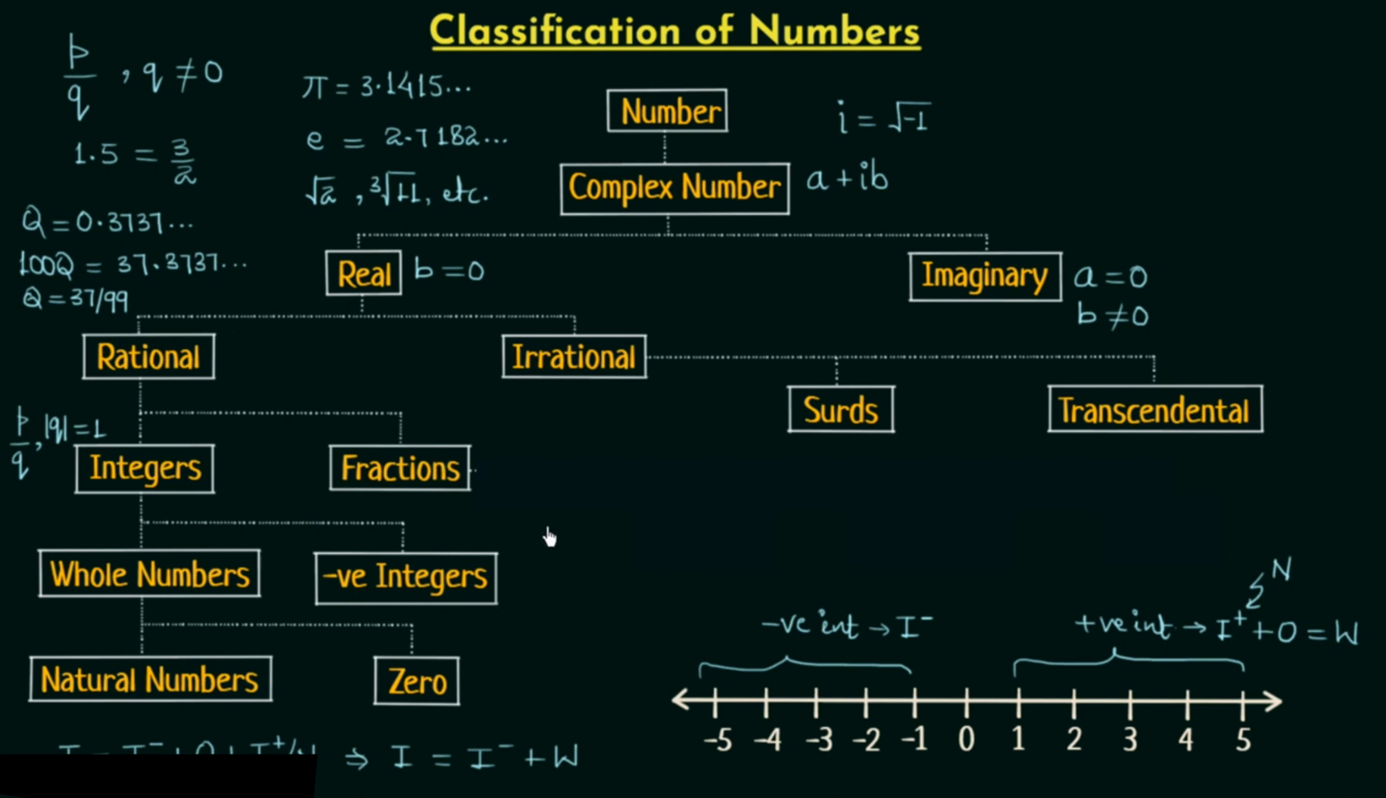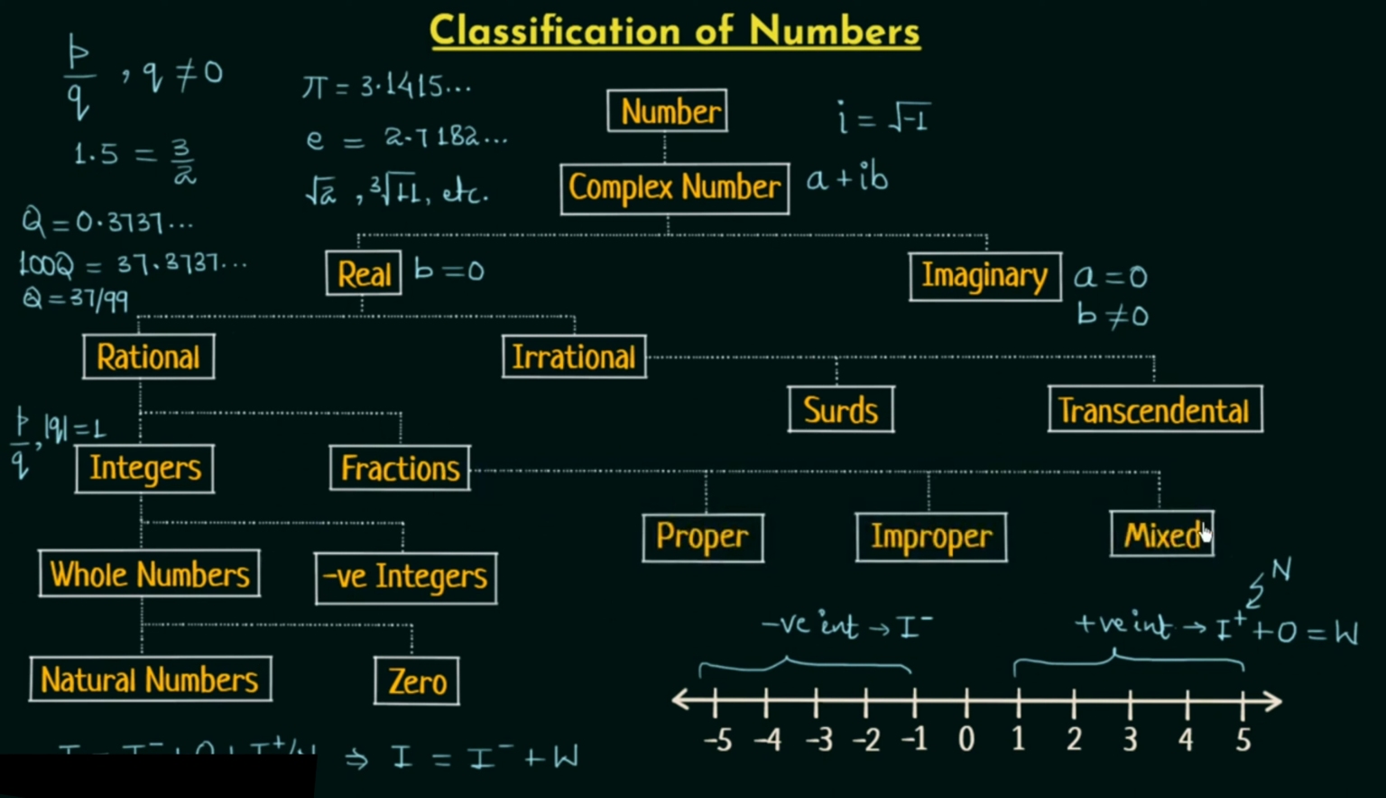Now we will shift our focus to fractions. Fractions have three classifications: proper, improper and mixed. So what do we mean by a proper fraction? A proper fraction is a fraction when the magnitude of p is less than the magnitude of q. For example, 1/3. And what are improper fractions? Improper fractions are those fractions in which the magnitude of p is greater than the magnitude of q. For example, 9/5. And what are mixed fractions?